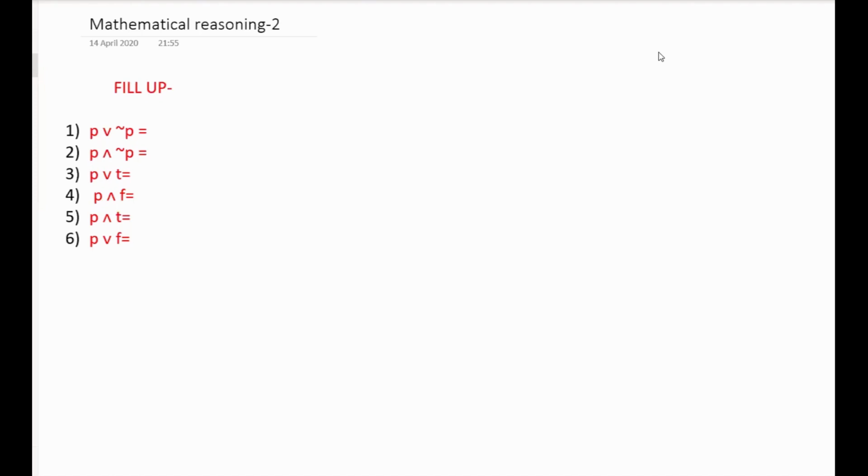First case is P union negation P. In this case, I have two cases. First is when I take P true, and then its negation will be false, and true union false is true. As you all know, if one of the statements is true, then your answer is true. If I take P false, then negation of P will be true here. So false union true is again true. So what I get is that P union negation of P is always true.